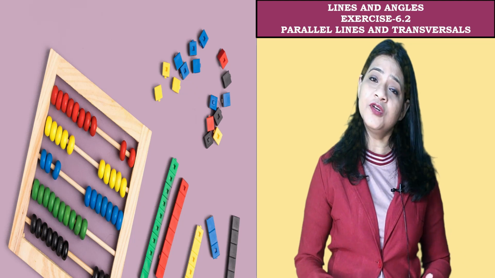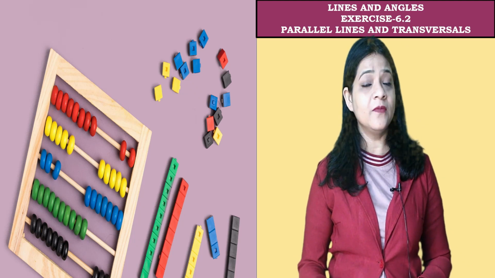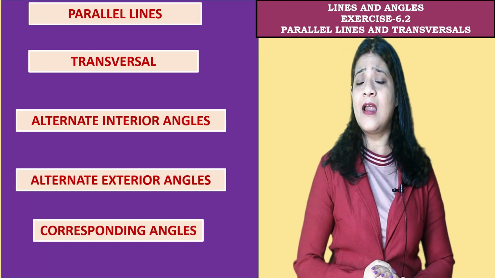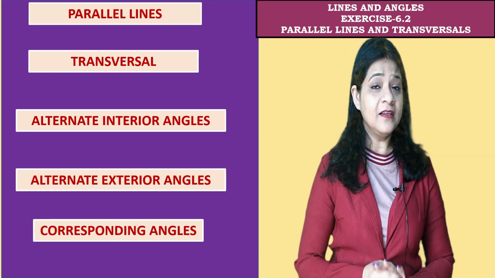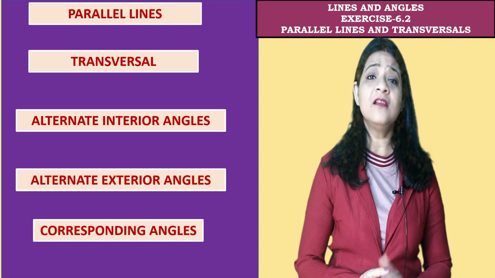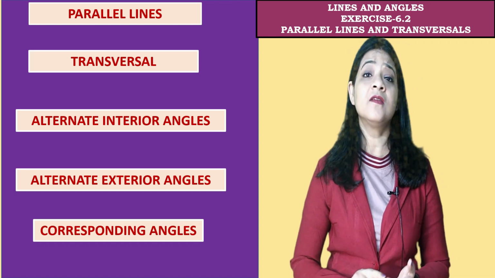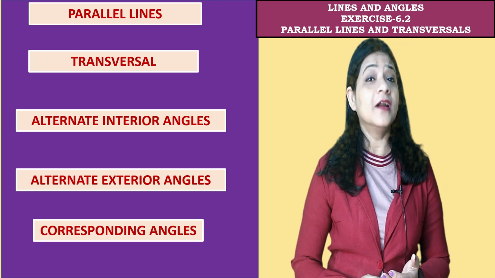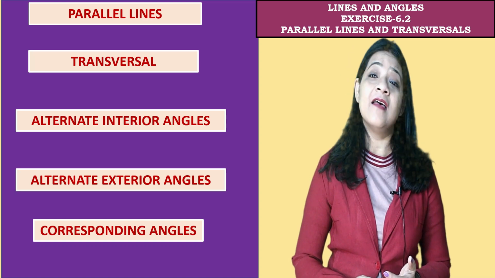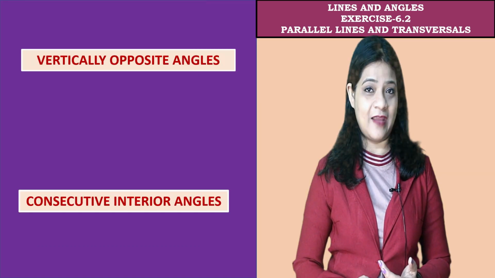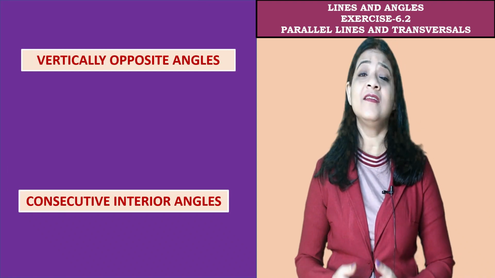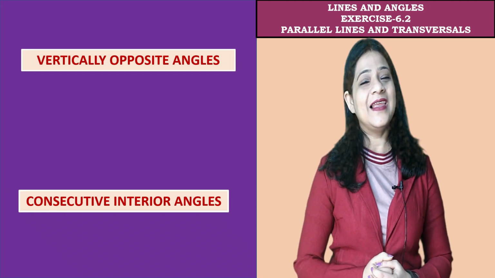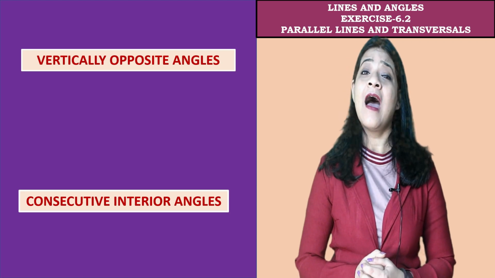So as usual from the last problems, you should have a very clear understanding about parallel lines, transversal, alternate interior angles, alternate exterior angles, corresponding angles, vertically opposite angles, as well as consecutive interior angles. So, a recap of the parallel lines, transversal, and the relationship between these angles is here.